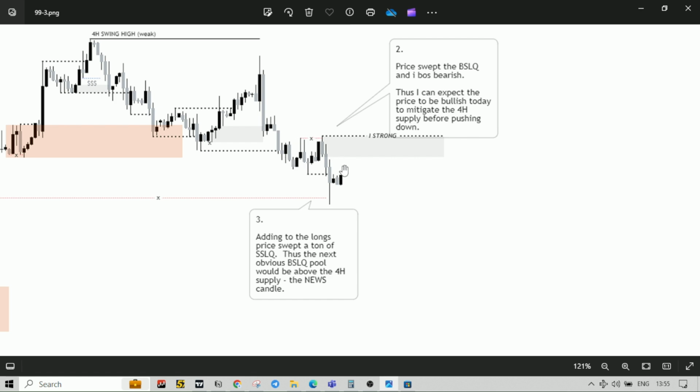So there is no blinder that the price can go further up to mitigate this POI and then it can come down. So for now, what I can expect is price has taken the sell side liquidity. Now the price can go up. So all I can do is look for some bullish sweep zones in H1, and then I can look for longs.